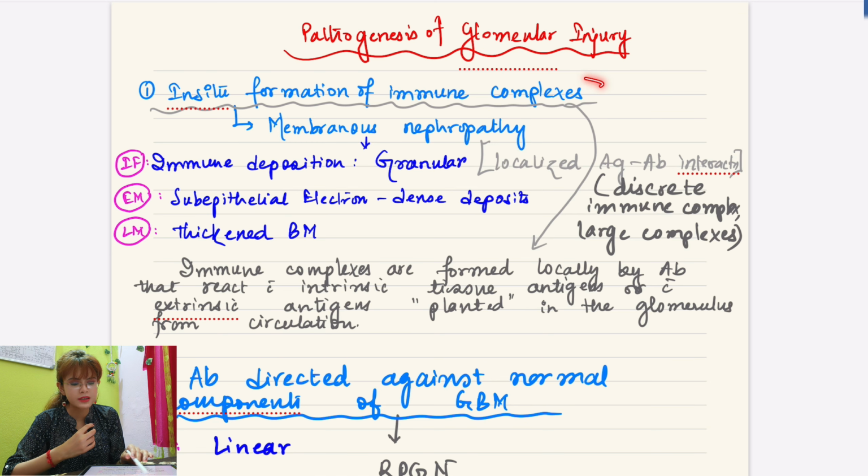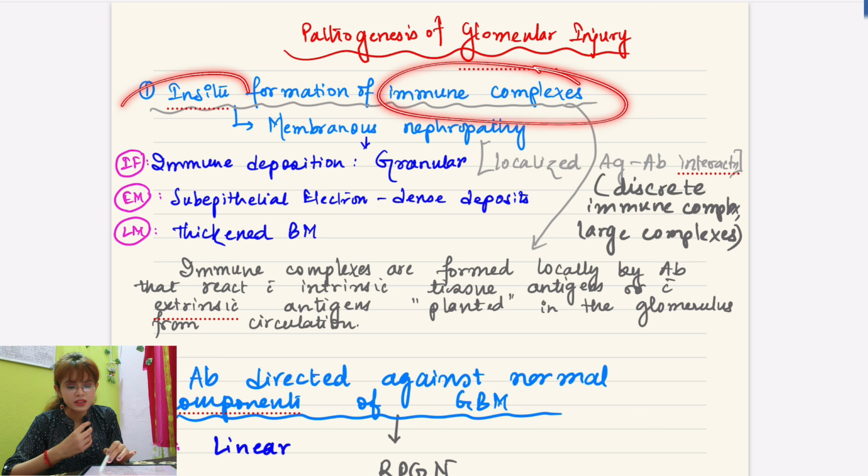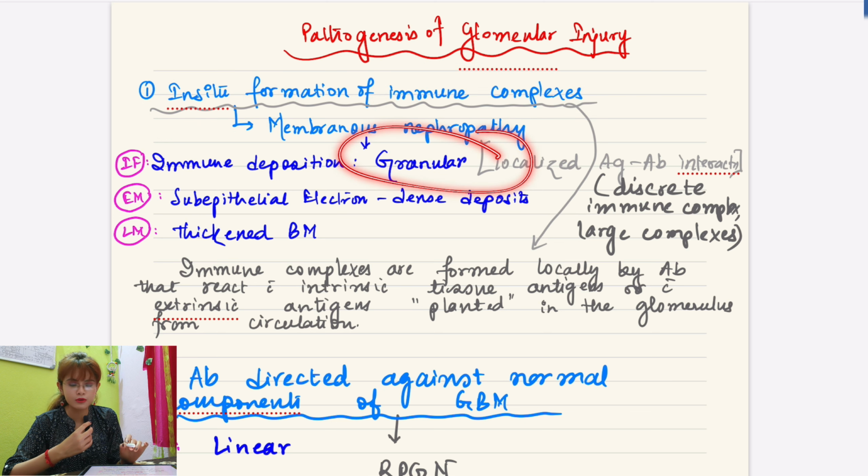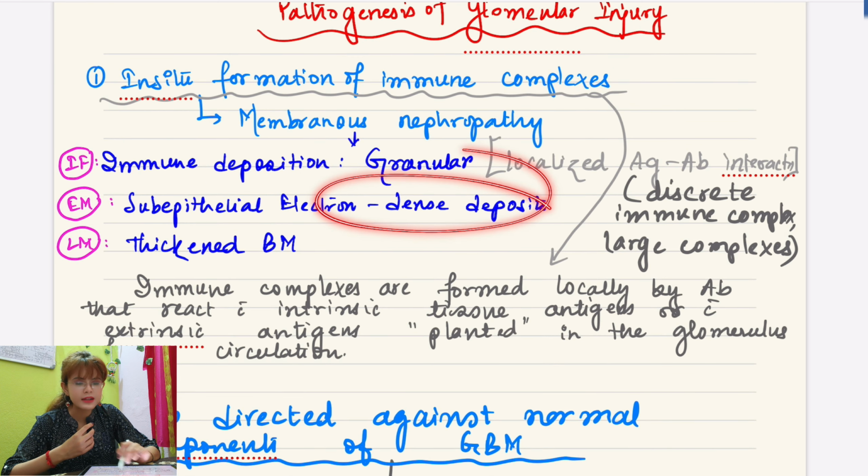So immune complex deposition, if it is in situ, that means there is deposition of immune complexes in situ in the glomerulus, in the basement membrane, then it is going to be producing some granular immunofluorescence. So whenever there is immune complex in situ formation, there is going to be granular deposition, and these granular deposits can be either subepithelial or subendothelial.